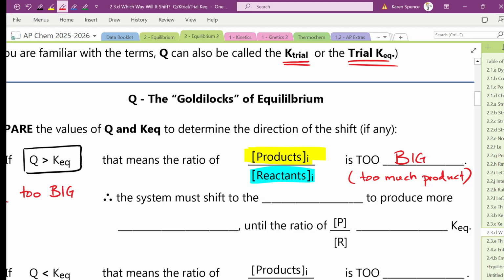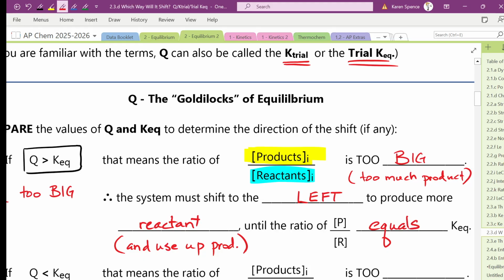So if the product is too big, then the system needs to shift to the left to produce more reactant and use up product, until the ratio of products to reactants equals KEQ.